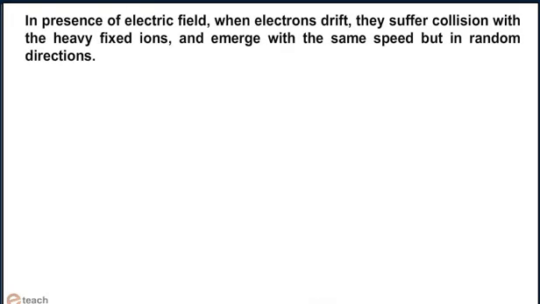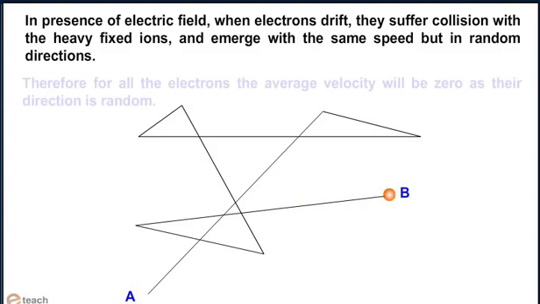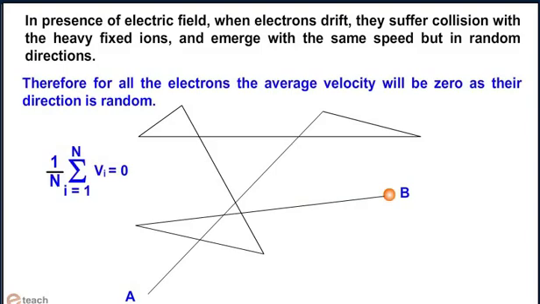In the presence of electric field, when electrons drift, they suffer collision with the heavy fixed ions and emerge with the same speed but in random directions. Therefore, for all the electrons, the average velocity will be zero as their direction is random.